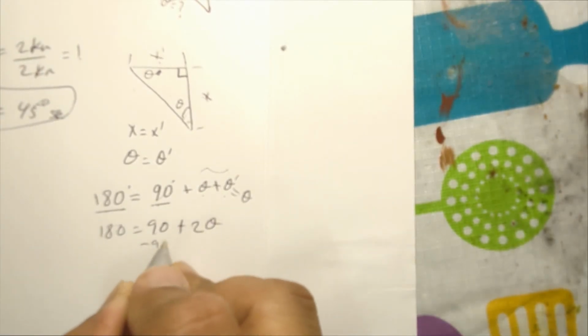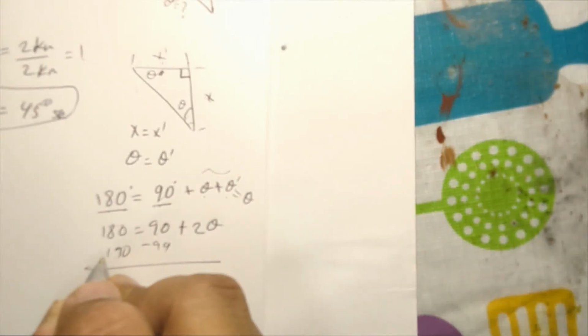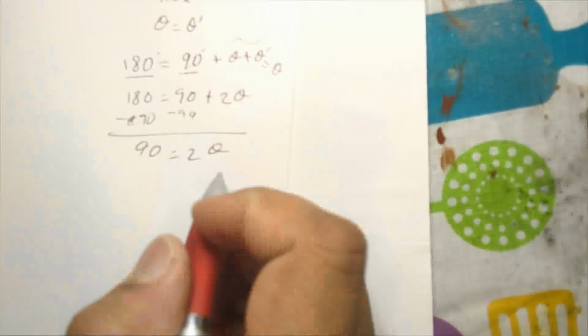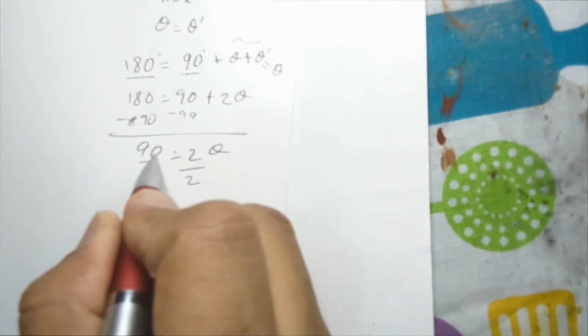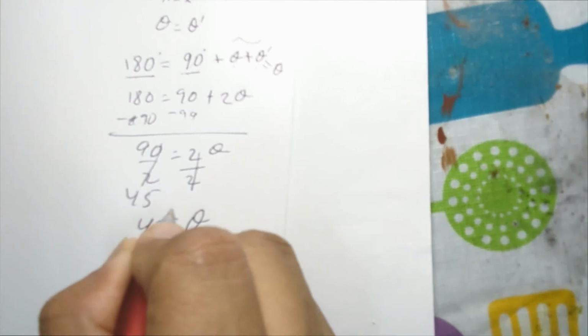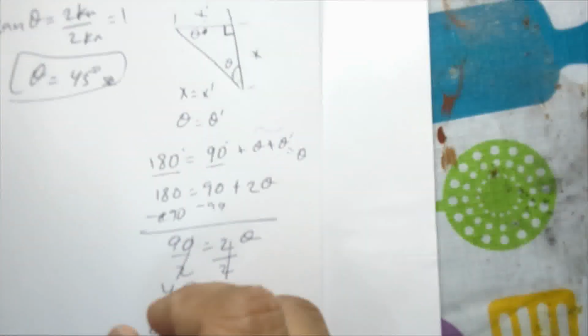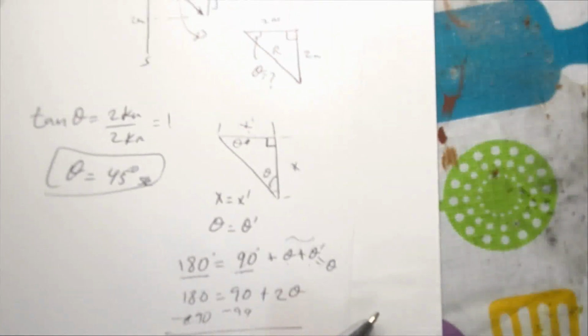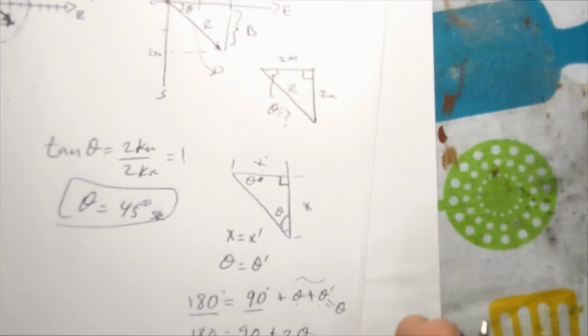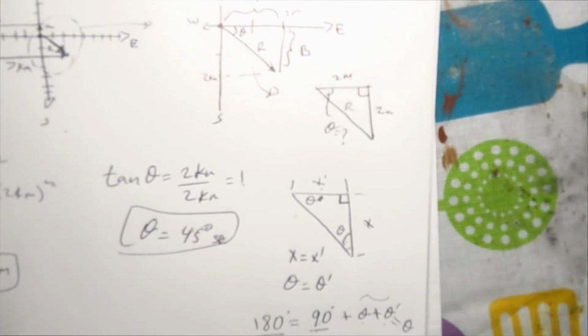Now you subtract 90 on each side, and you get 90 degrees equals 2 theta. Now let's divide both sides by 2 just to get theta. 2 divided by 2 cancels out, and this becomes 45, so that's how you get 45 degrees equals theta. There are many ways you can solve this problem. This is just one way to see how we can solve this displacement problem, get our angles, and get our resultant.